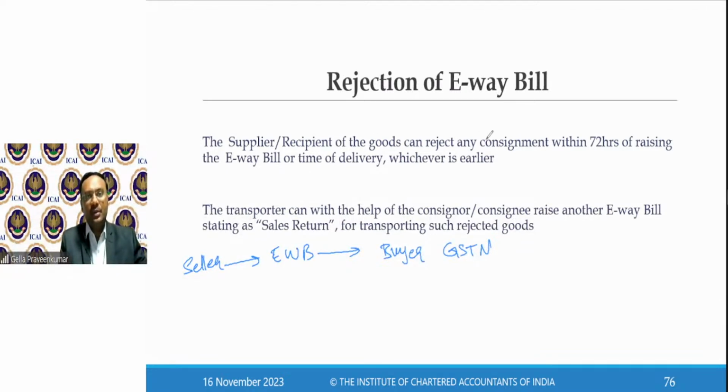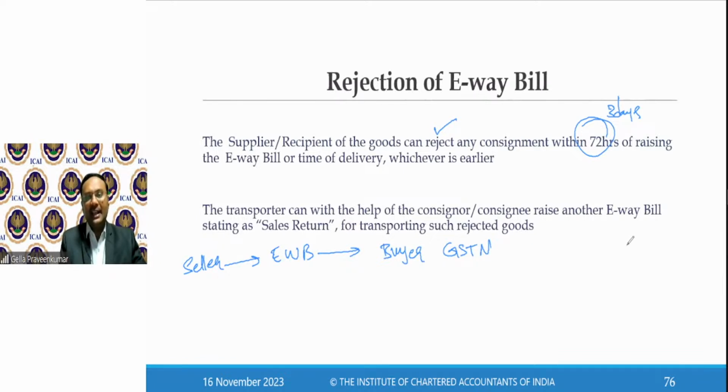The supplier or recipient of the goods can reject any consignment within 72 hours, that is 3 days, of raising the e-way bill or time of delivery, whichever is earlier. The transporter, with the help of the consignor or consignee, can raise another e-way bill stating a sale return for rejecting the goods.